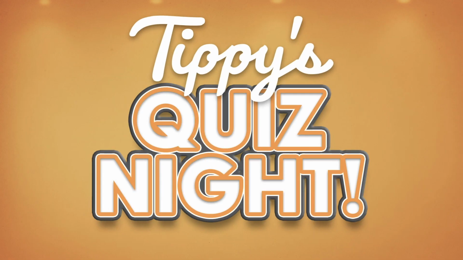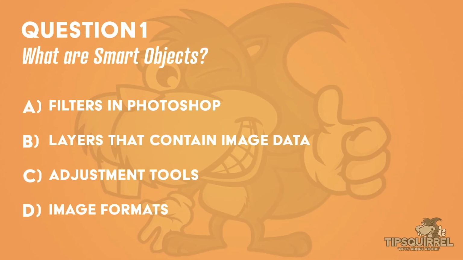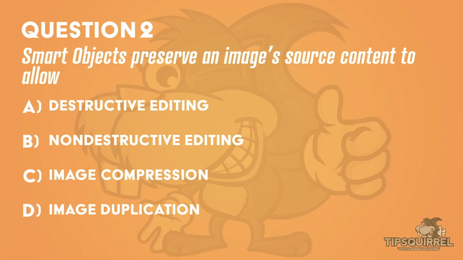Question number 1. Nice and straightforward. What are smart objects? Are they A, filters in Photoshop? Are they B, layers that contain image data? Are they C, adjustment tools? Or are they D, image formats? Question number 2. Smart objects preserve an image's source content to allow what? A, destructive editing. B, non-destructive editing. C, image compression. Or D, image duplication.